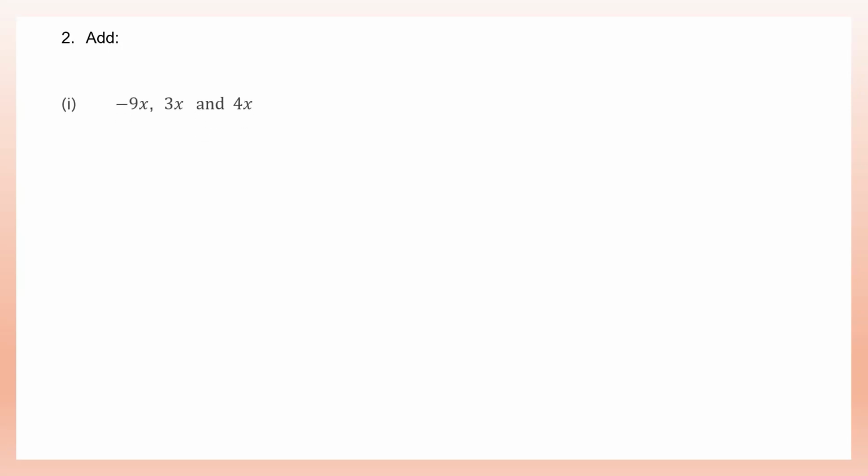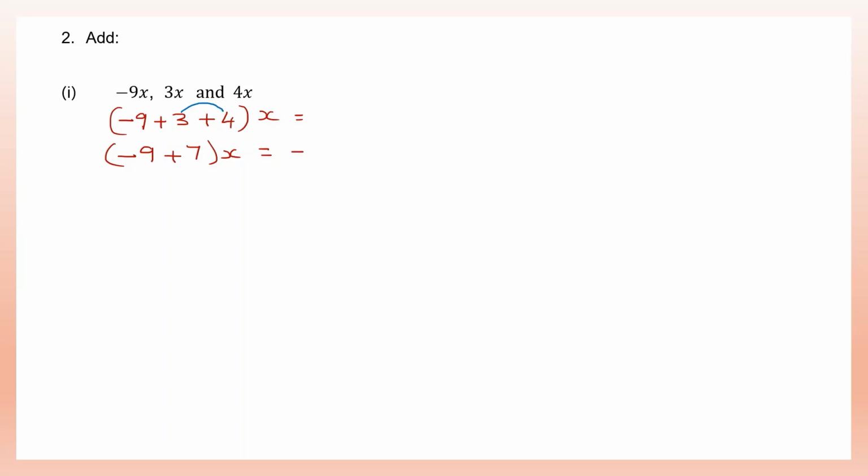Question 2, addition. We need to add up all these. So let's write it down. Minus 9 plus 3 plus 4. I've taken only the numbers, they're all like terms, and I've put it here. Now here, children, you have minus 9, plus 3 and plus 4. Add the numbers with the same sign. So plus 3 and plus 4 have the same sign. Let me add that up, and what do I get? I get plus 7. So let me write this: minus 9 plus 7x. Now, when signs are different, put the sign of the bigger number and subtract. 9 minus 7 is 2. So my answer is minus 2x.